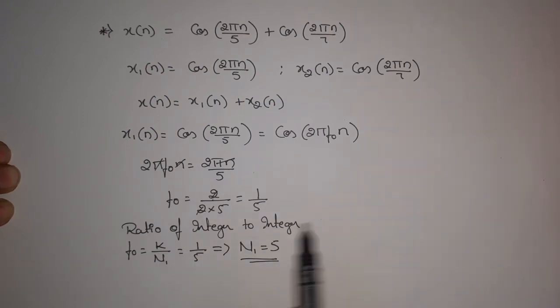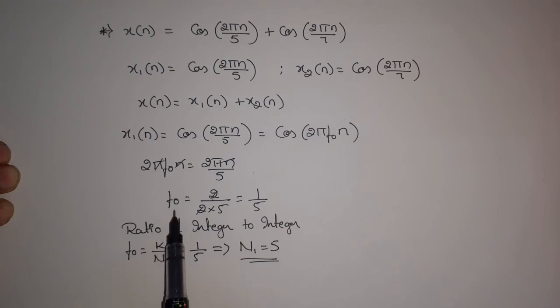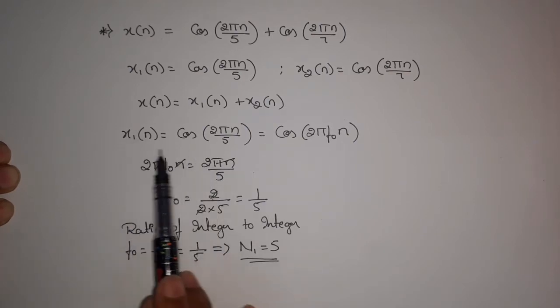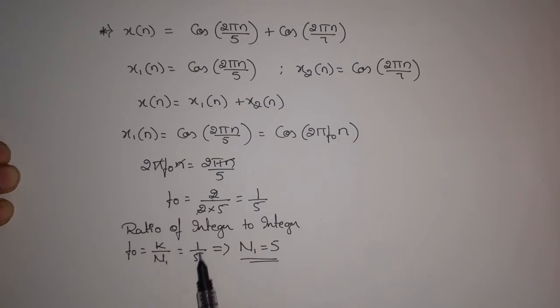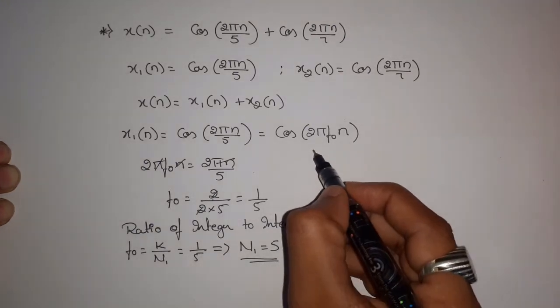Hope you people are getting it. We are comparing f naught with k by n1. It was actually k by n, but we are marking it as n1 because this is with respect to our first signal. K by n1 is equal to 1 by 5, therefore n1 is equal to 5. Comparing these two, we get n1 is equal to 5.